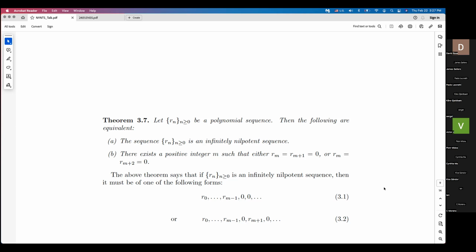Well, why is that? One direction is obvious, b to a, because if you see 0 at Rm and Rm plus 1, then using the idea that it comes with a generating polynomial, you will see 0 infinitely many times, and the same logic goes here. So b to a is clear. For a to b, what we used is the idea that if Rn is an infinitely nilpotent sequence, then the generating polynomial is nilpotent at 0.